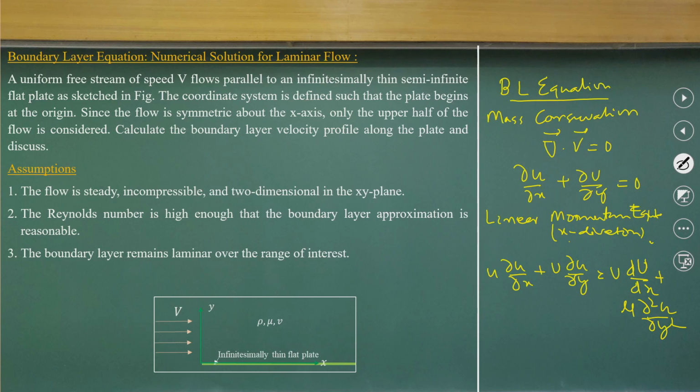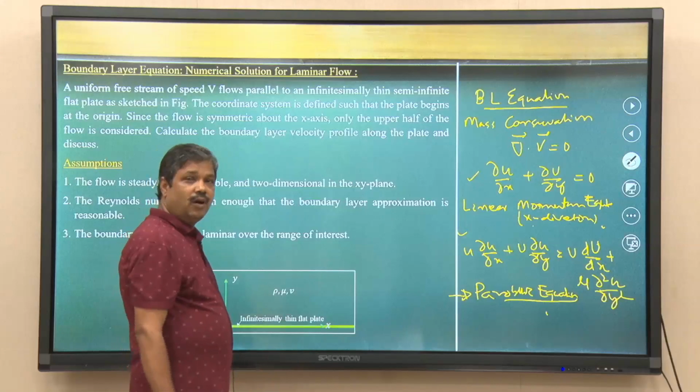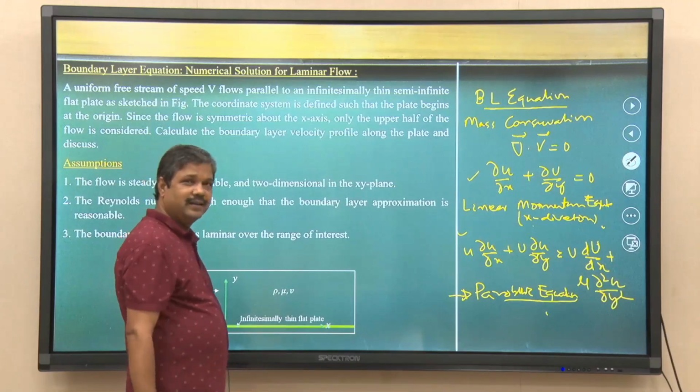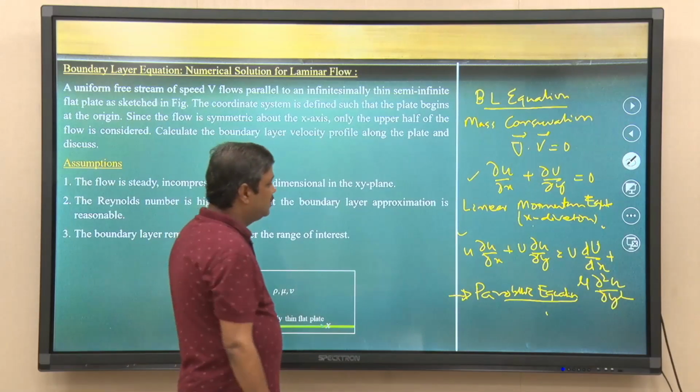This is the equation which is of parabolic form, as compared to the Navier-Stokes equations. Solving these two equations is easy. From these two equations we can get the solutions of u and v, and from those solutions we can get what will be the boundary layer thickness, the wall shear stress, and the skin friction or drag coefficients. That is our idea, and also the thickness of the boundary layers.